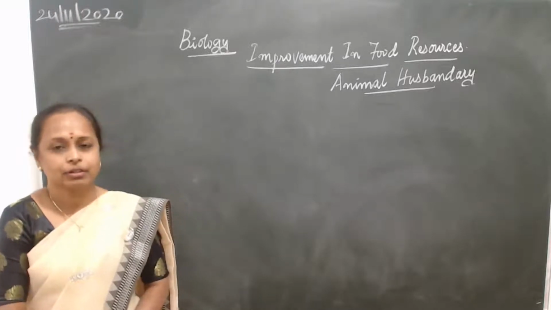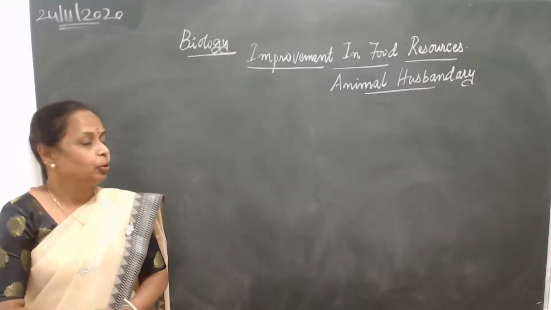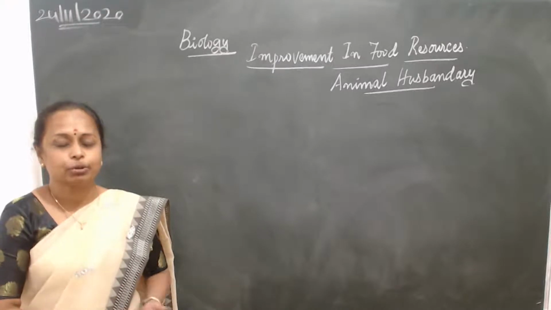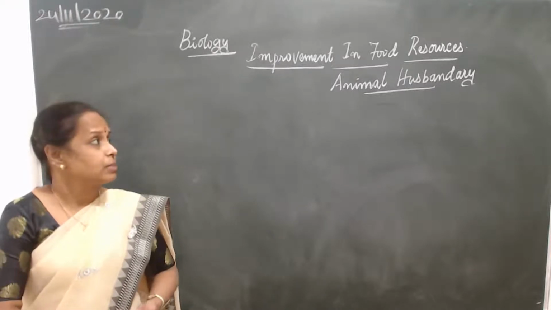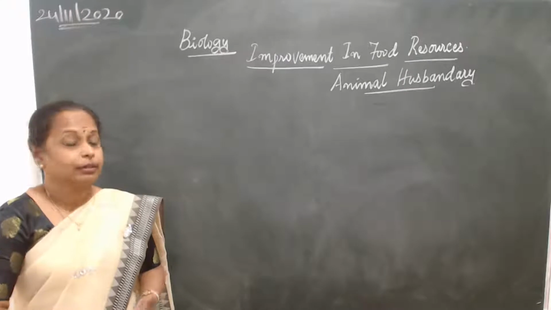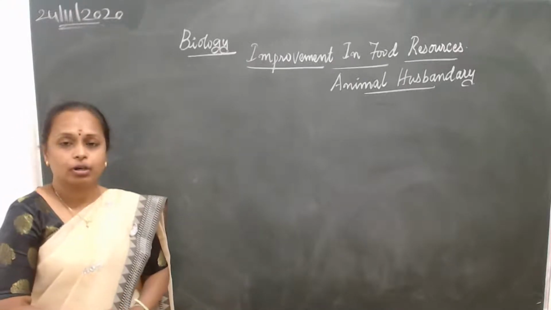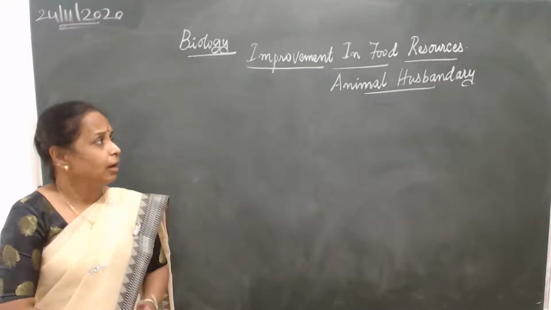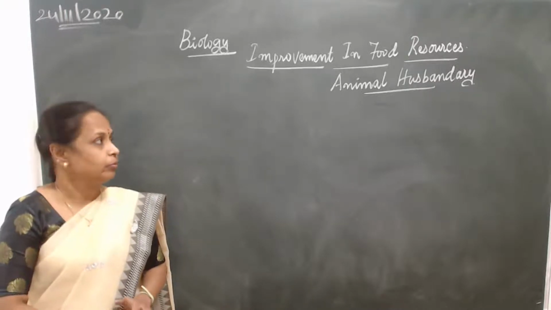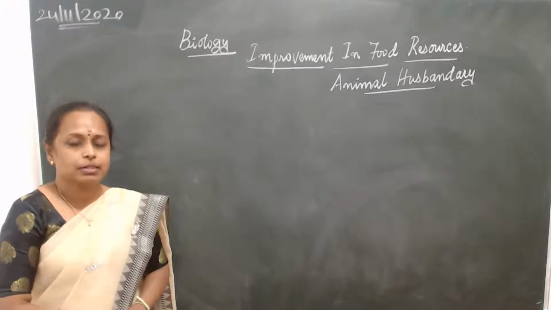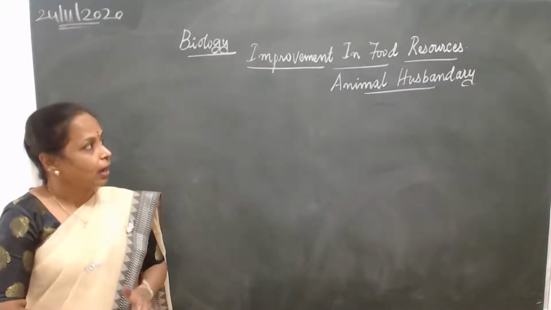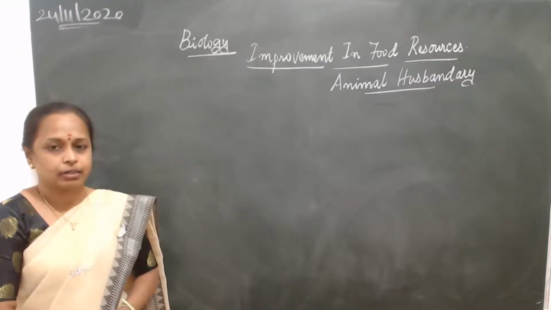We have started with the last chapter, that is, improvement in food resources. We have studied the agriculture sector, which comes under the topic of green revolution. Then, in the previous class, I just introduced the second option of obtaining food, that is, animals also act as a source of food. And that branch, which deals with animals as a source, is called animal husbandry.